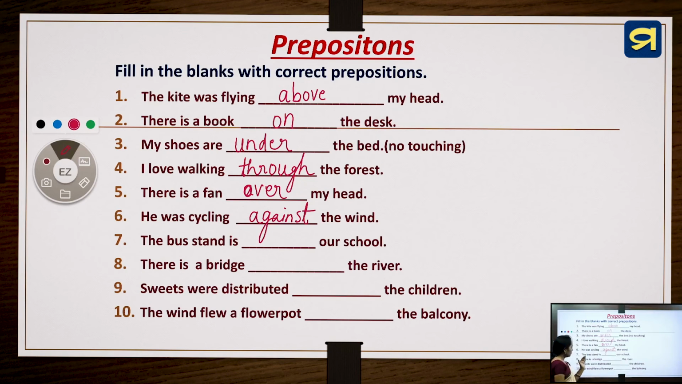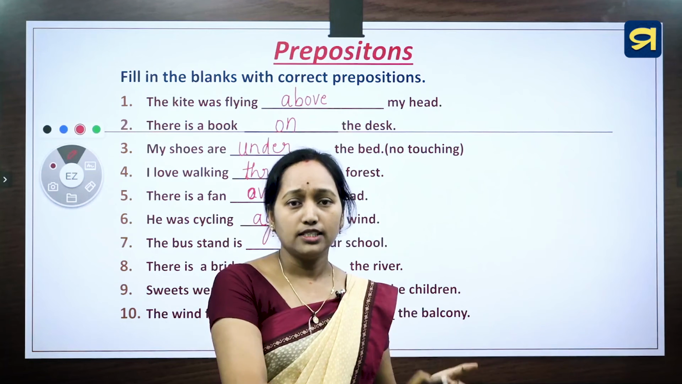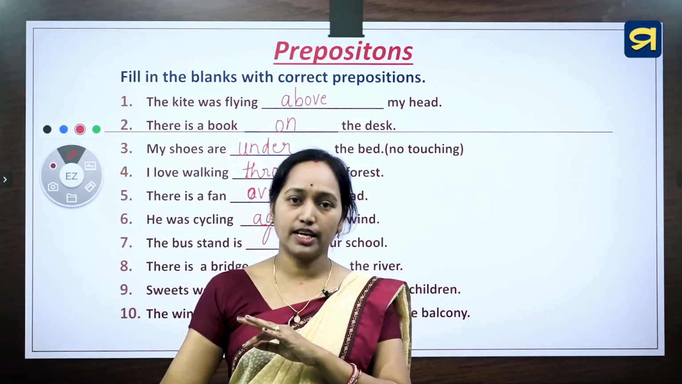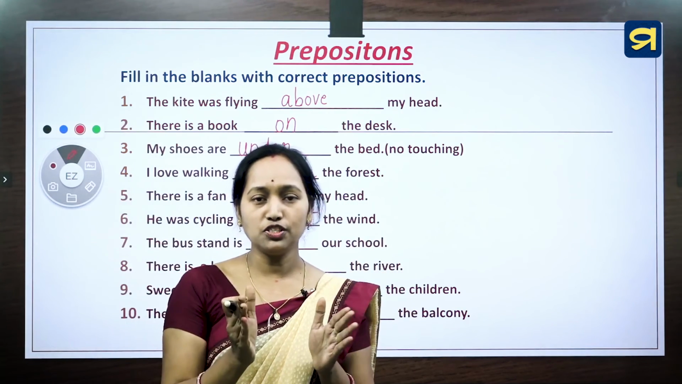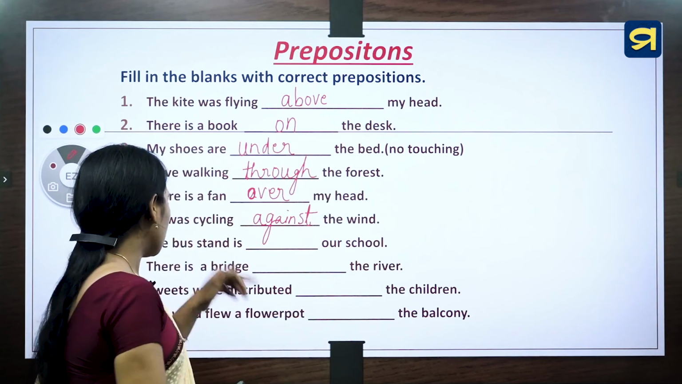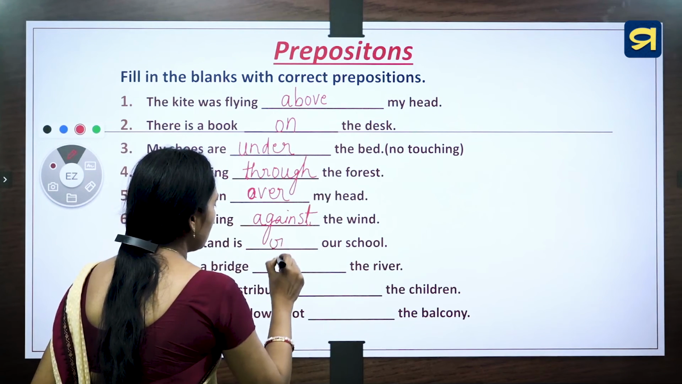Number 7. The bus stand is dash our school. This side is your school and just the other side is your bus stop. Which preposition will we use? Very good. The bus stand is opposite our school.